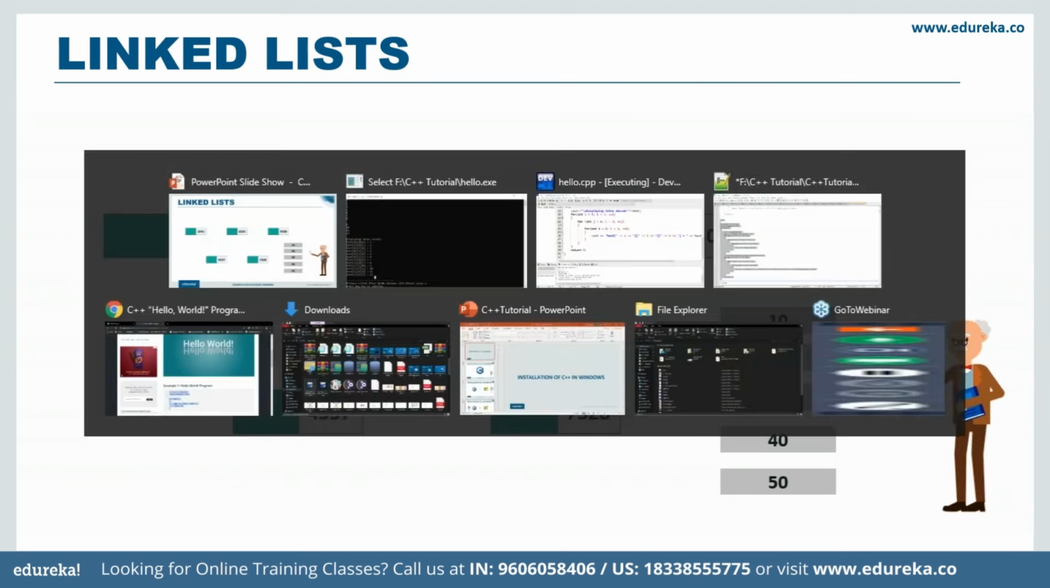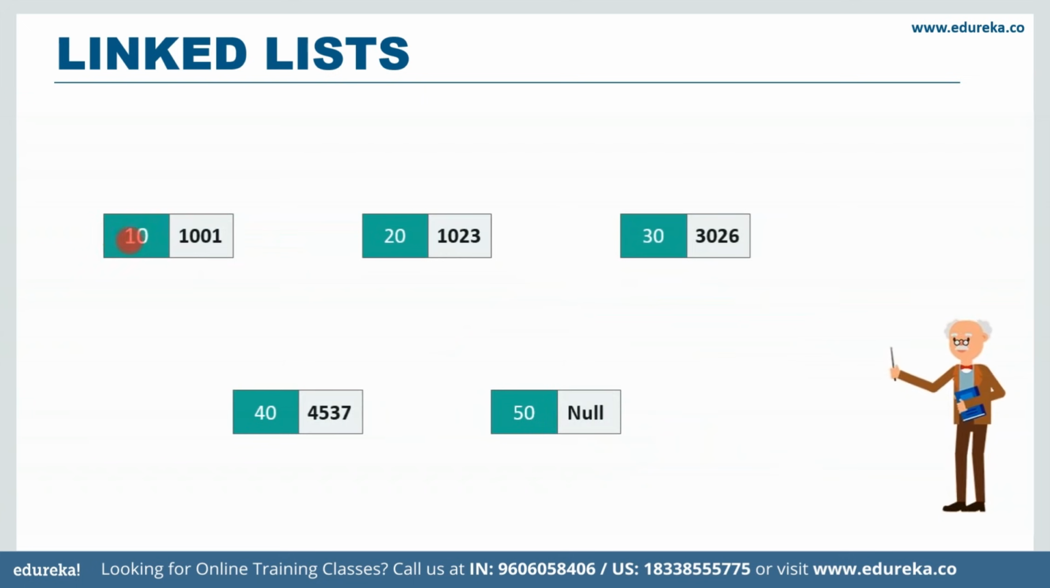Now let us store the elements. You can see that 10 is allocated to the first one, 20 to the next one, 30 to the next one, 40, and finally 50 to the last one. The change that happened here is that the last memory location is assigned null. This means that this is the end of the list.